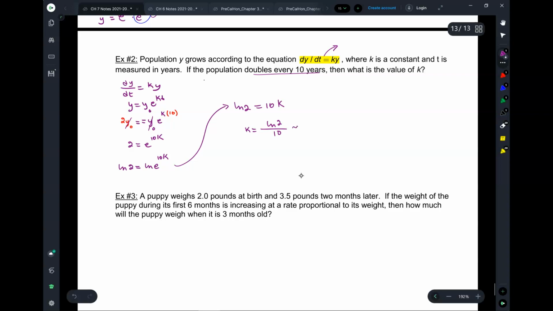Or we can round this to 0.0693. Okay? With a calculator. I mean, we all know ln of 2 is 0.693, and then when you divide by 10, you get that.